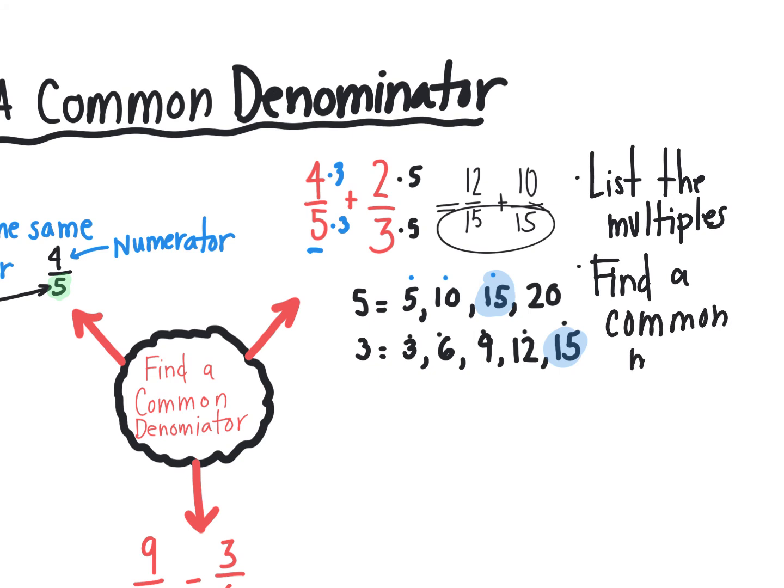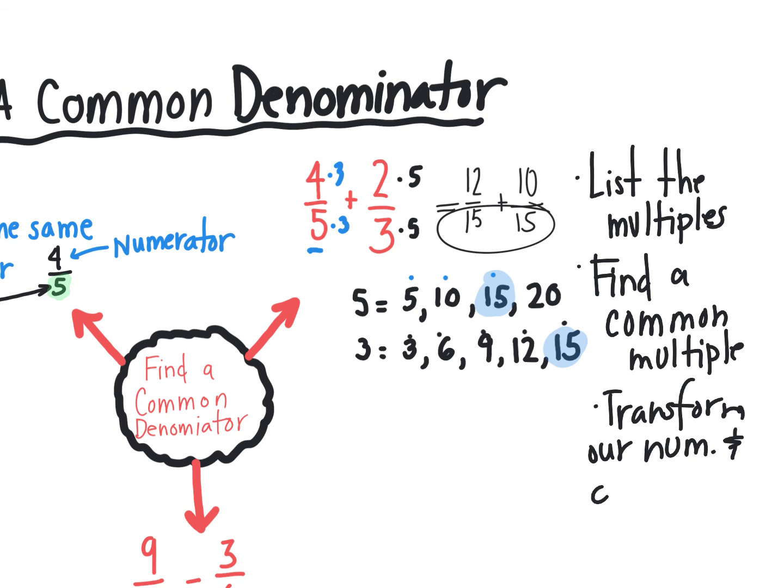A common multiple, and then you transform, sorry, not make, transform our numerators and denominators. We're going to change both of them. We're going to transform them. Okay? So those are our 3 steps.